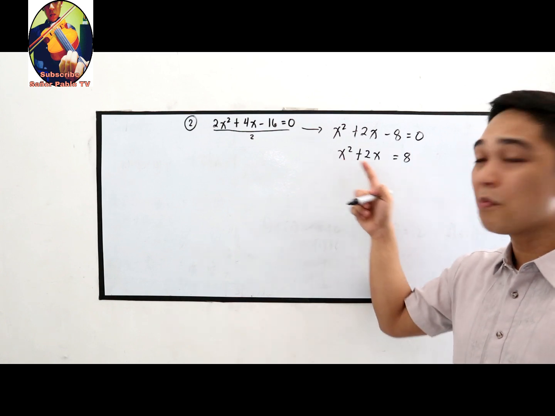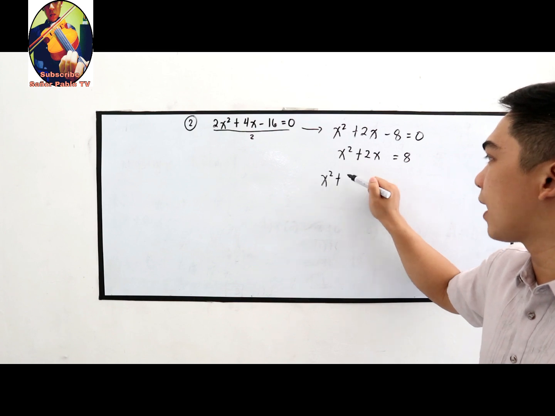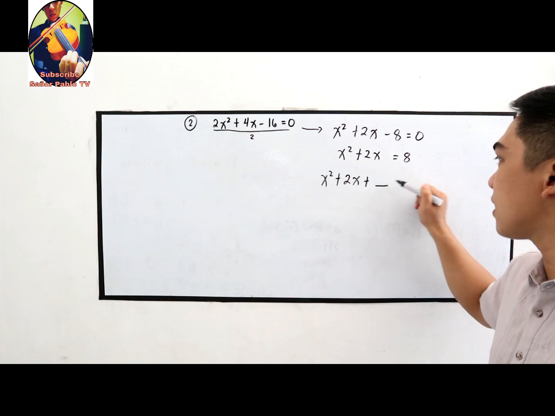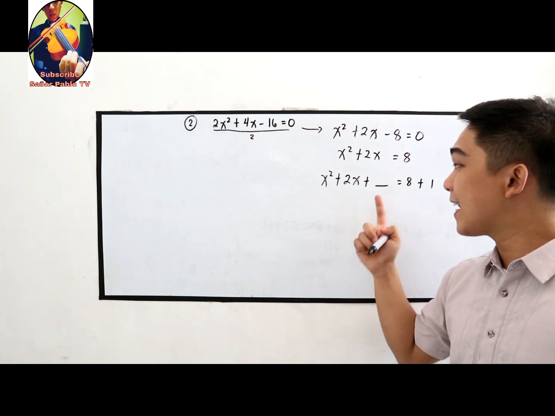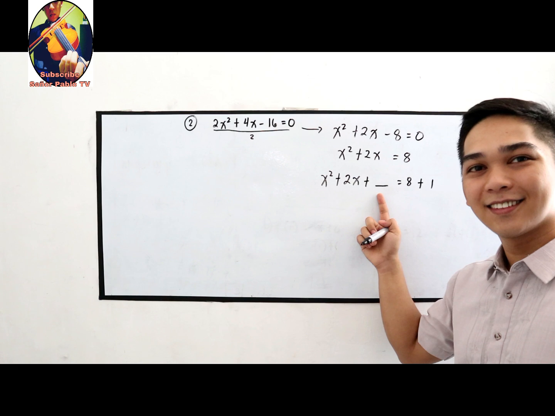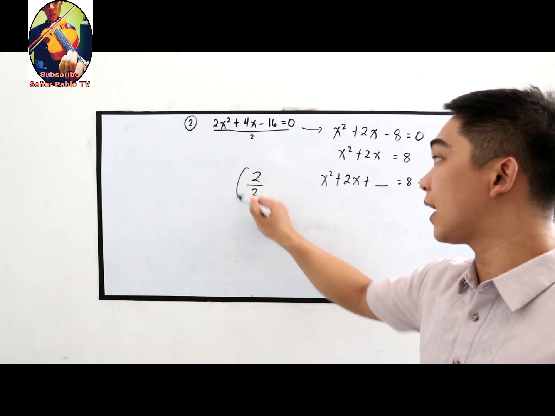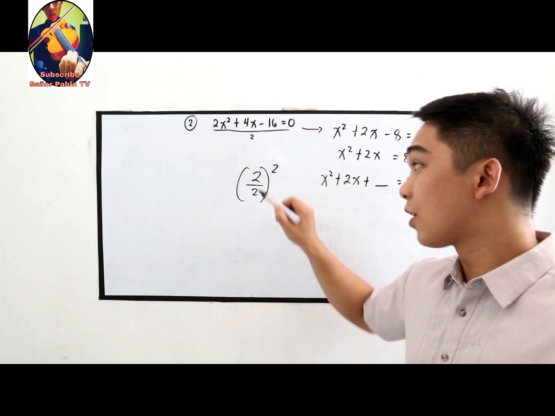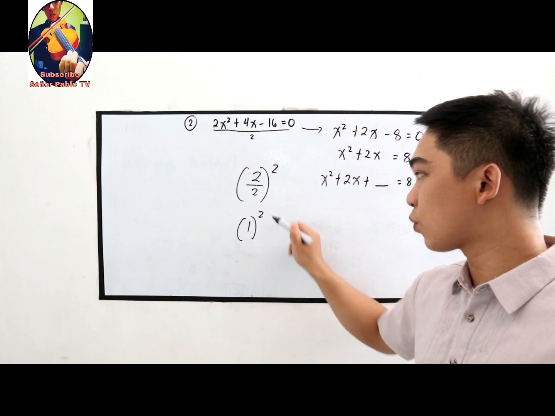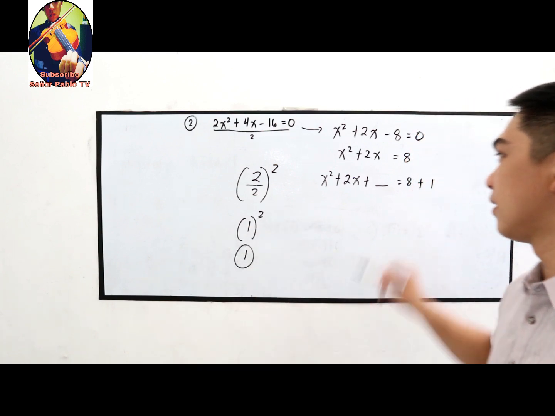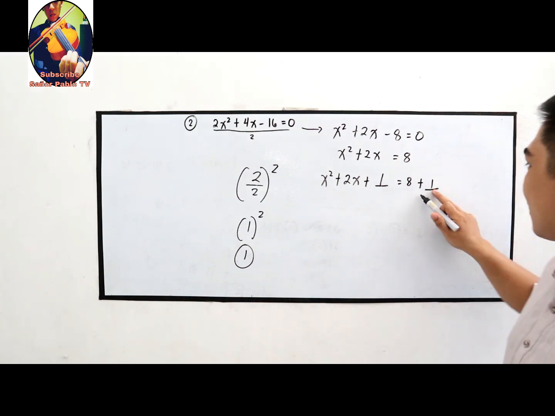Then, gawin natin tong perfect square trinomial. So, mangyayari, we have x squared plus 2x plus blank is equal to 8 plus blank. Ano ilalagay natin sa blank? So, middle term, 2 divided by 2, then square natin. So, 2 divided by 2, that is 1. Don't forget to square, and 1 squared, 1. So, mag-add tayo ng 1, mag-add din tayo dito ng 1.